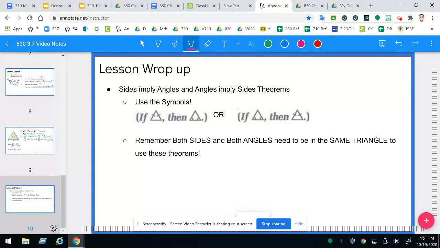All right, to wrap it up, our new theorems: sides imply angles and angles imply sides. Go ahead and use the symbols in the proofs like we did today. Just remember the most important thing, the thing you must never ever forget: both sides and both angles need to be in the same triangle. You should probably highlight that because that's actually a common mistake, that people try to use these theorems when they're looking at angles in totally different triangles or sides in totally different triangles. So make sure that the sides and the angles exist in the same triangle before you try to use these two new theorems that we showed you today.